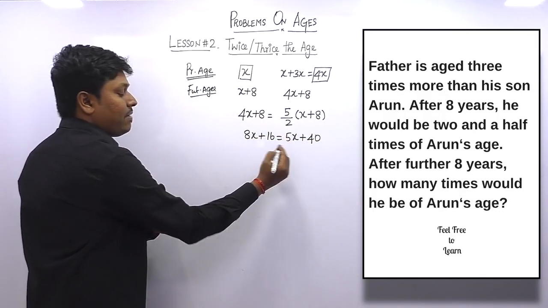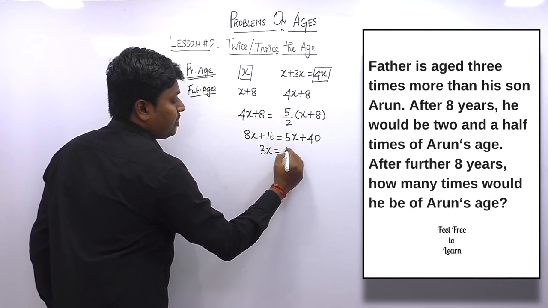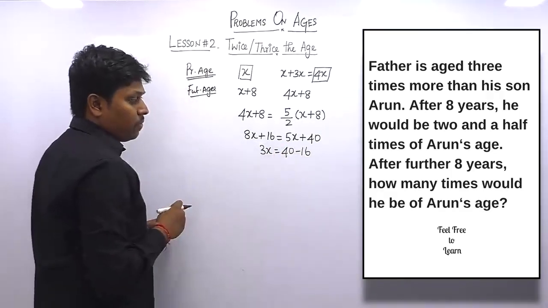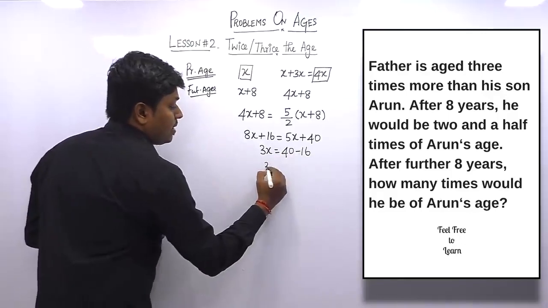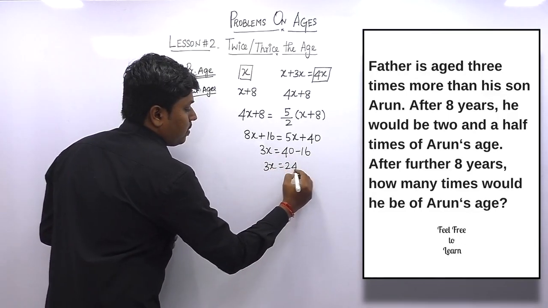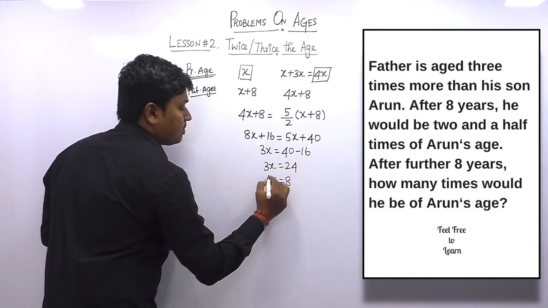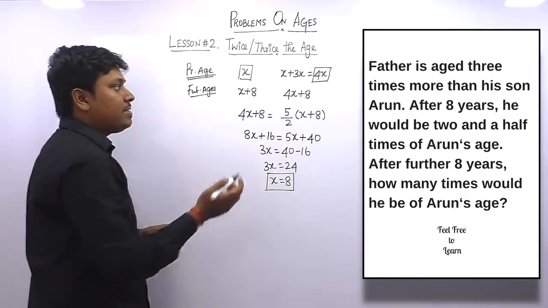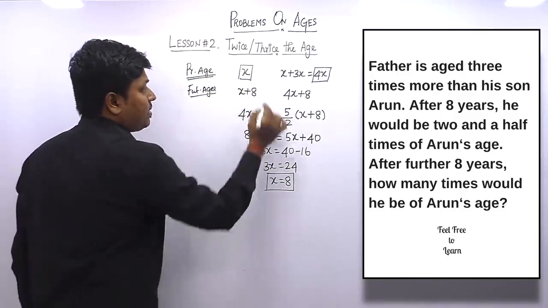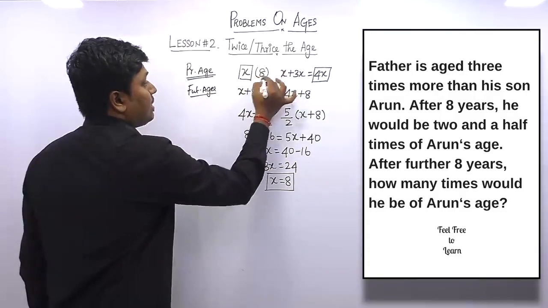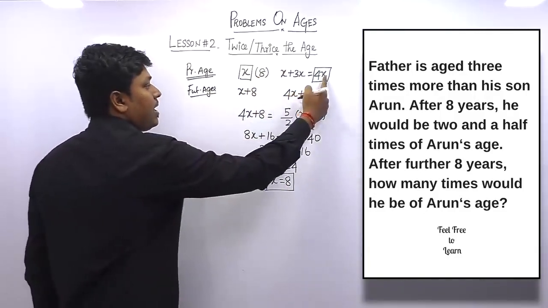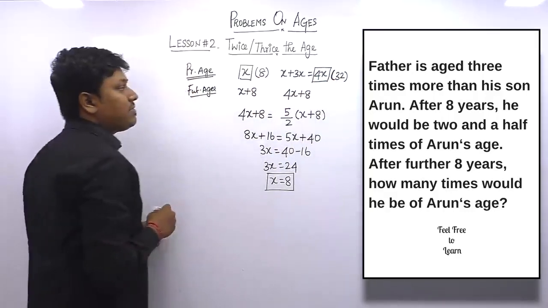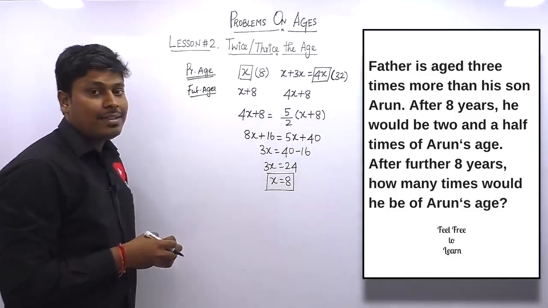So 8x minus 5x will be 3x. So 3x is equal to 40 minus 16, which will be 24. So 3x is equal to 24, so x is equal to 8. Finally we got the value of x is equal to 8. So the present age of the son is 8 years and the present age of the father will be 8 into 4, which is 32.